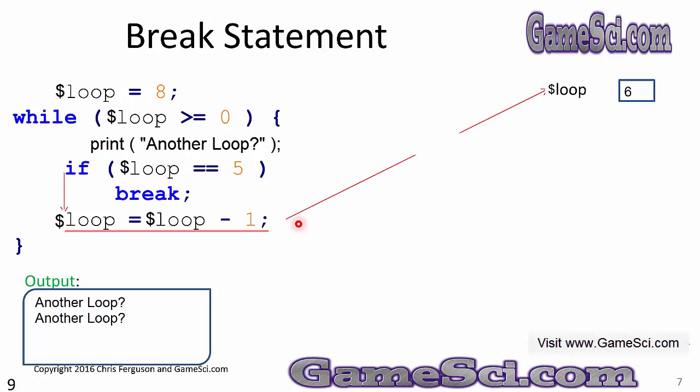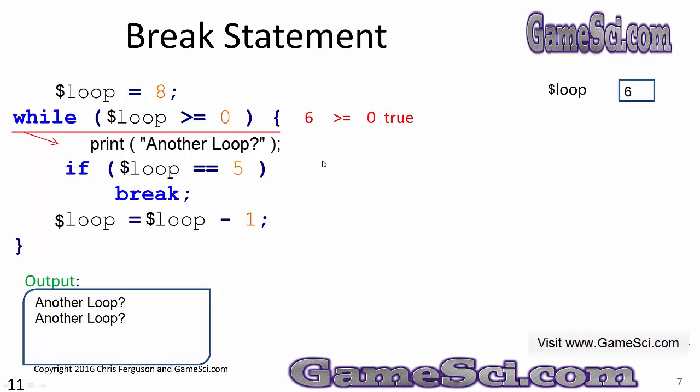Loop equals loop minus 1. We'll take our loop variable down to 6. We'll hit the end of the loop. When we hit the end of the loop, we spin back up to the while statement. When we spin back up to the while statement, we will evaluate the condition once again.